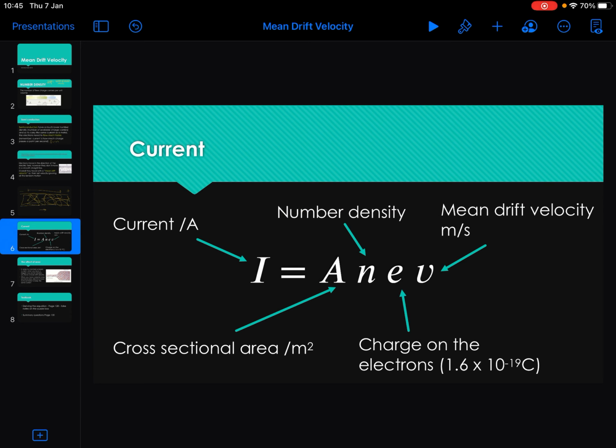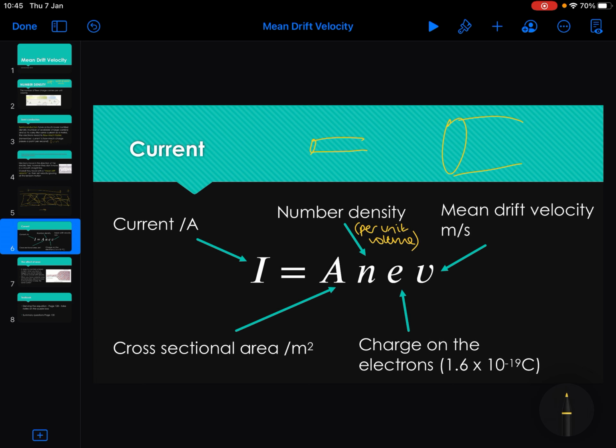So, current is equal to A, the cross-sectional area. Imagine a wire that is this wide in comparison to a wire that is this wide. You will see that the one on the right-hand side with a larger cross-sectional area will obviously allow more electrons to flow through it, therefore having a higher current. So I is equal to A, cross-sectional area in meters squared, times number density, and remember that is per unit volume.